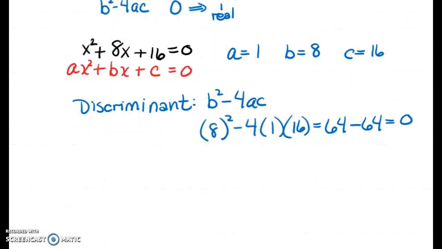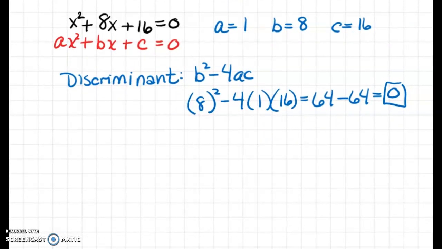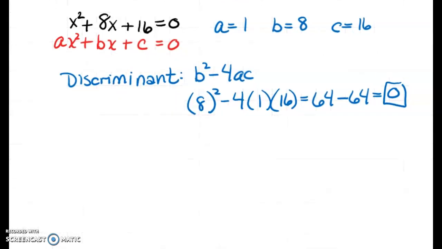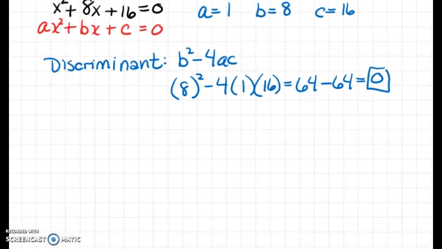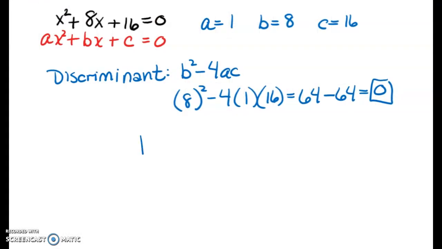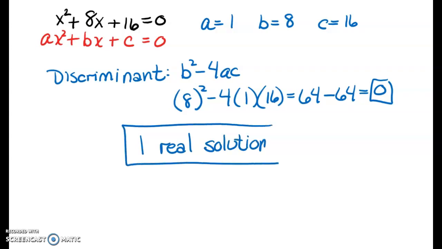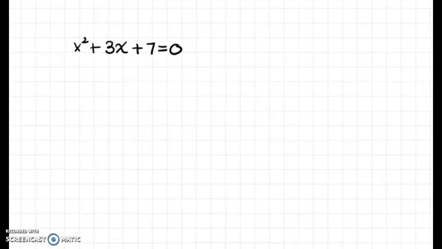So what does that mean for the solutions to this equation? Well, we have, according to our chart up here, if the discriminant is 0, we end up with 1 real solution. So we will have 1 real solution. Okay, so we're not solving, we're just finding out how many and what type of solutions we'll get.